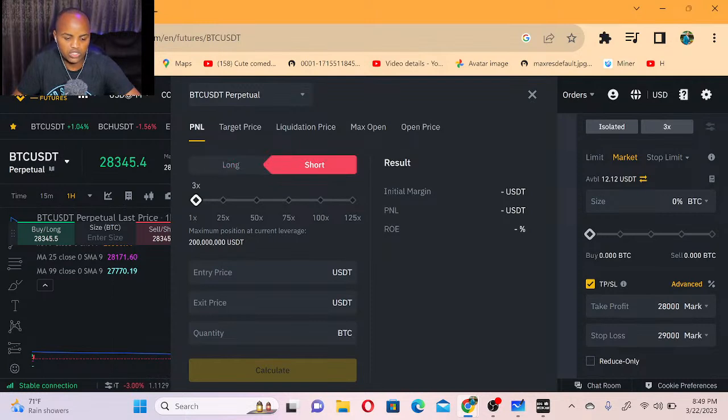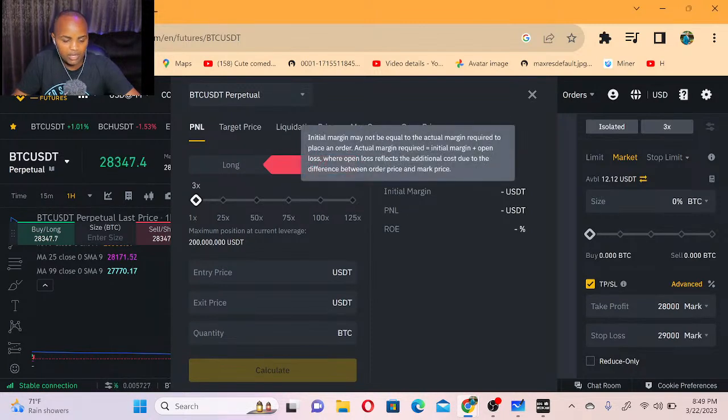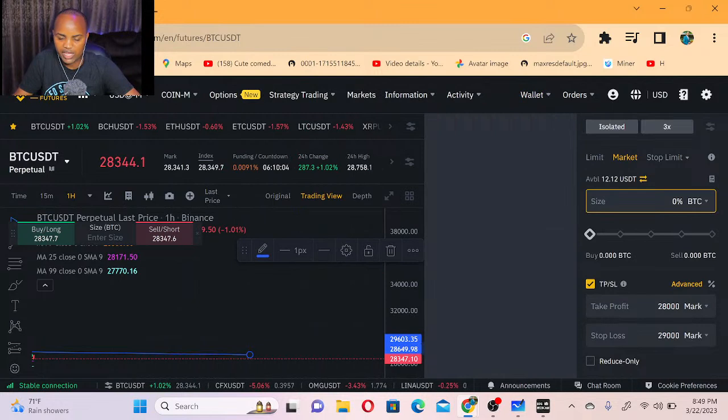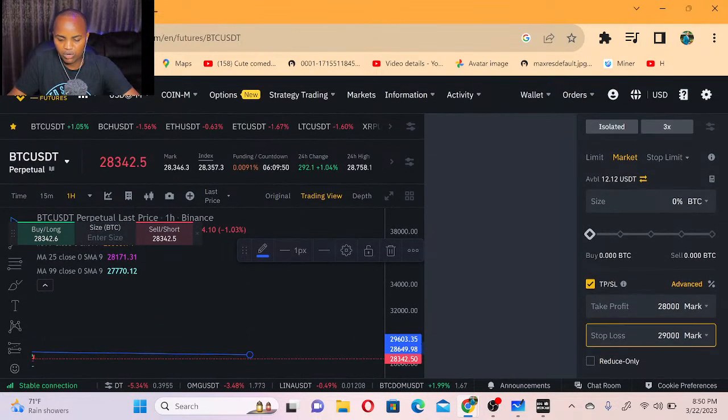Maybe you are going to short, you can put the leverage, the entry point, and where you are going to exit, and the quantity of the Bitcoin you have bought, and then you calculate, and it will give you how much you'll be making in case it happens the way you have placed it. So you just go to the calculator, you put all your values right over there, and then it will give you the value of the profit that you'll be making. So remember, I have placed this stop loss at 29, and take profit, I have placed this one. So it's just simple, just like that.